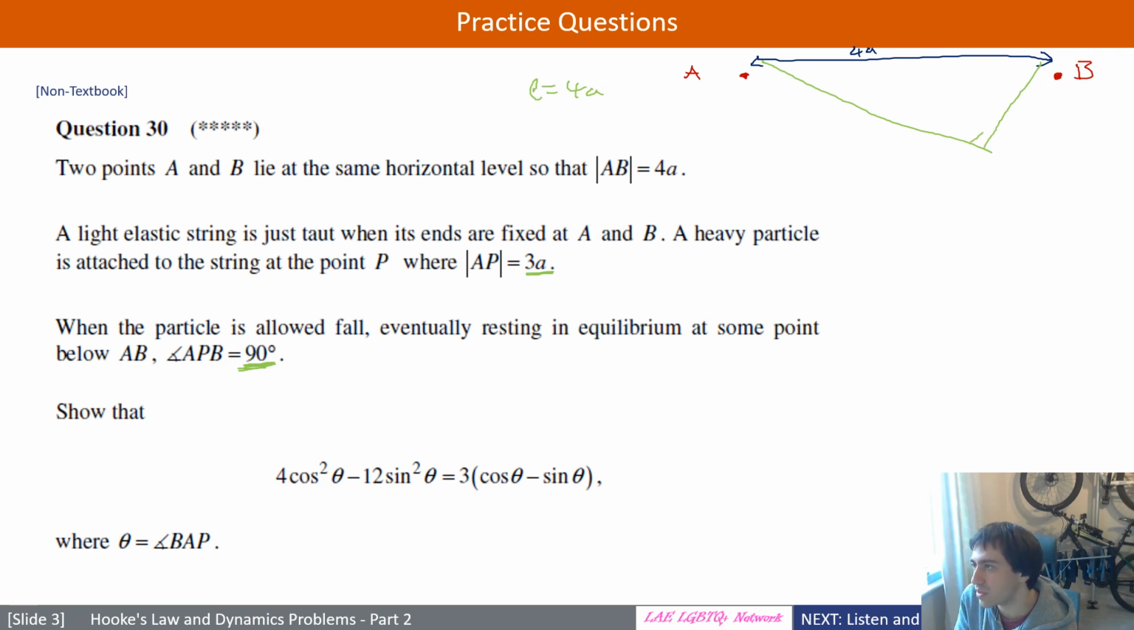That is 90 degrees. And this is of length A, and this is of length 3A. And this is our point P here, where the object is. In terms of the diagram, I think it's worth dropping a perpendicular here so that it makes it possible to resolve things horizontally and vertically if you so need to.